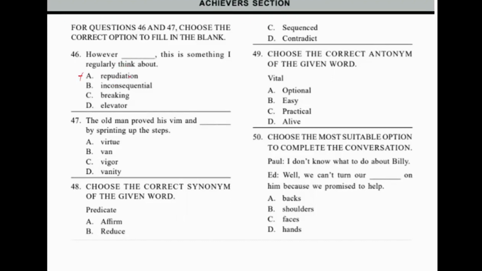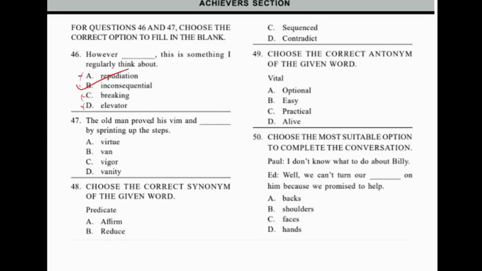Now, however, inconsequential, this is something I regularly think about. Inconsequential means unimportant. Okay, we may think about this now. However, breaking, this is something I regularly know. This can't be the correct answer. Elevator, no. So the correct answer would be inconsequential. However, inconsequential, this is something I regularly think about.